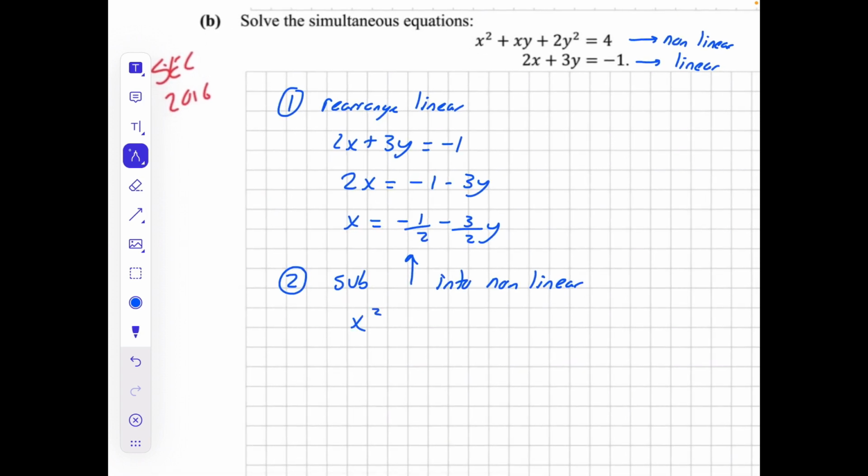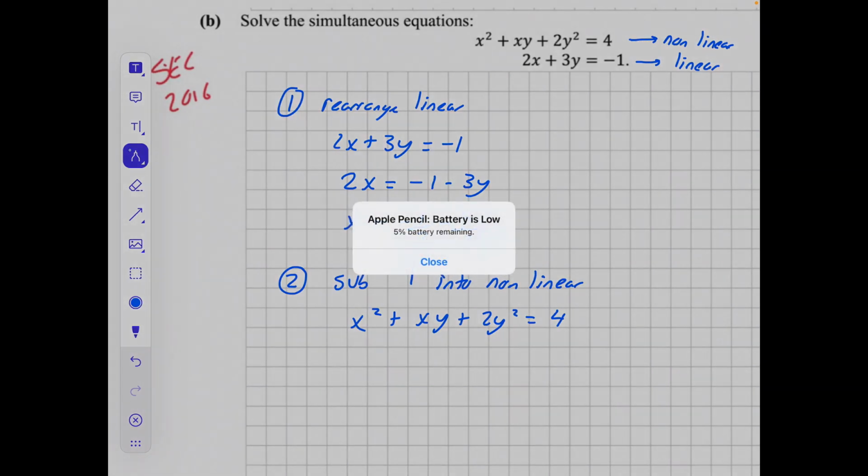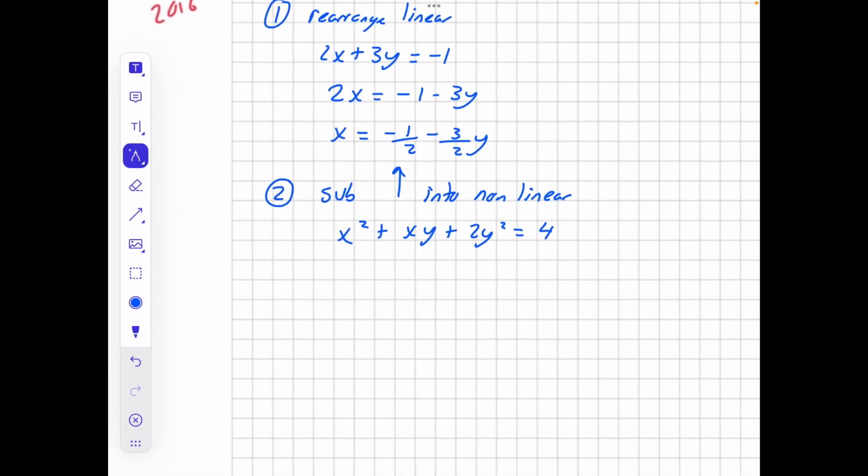Step 2 then, we're going to sub this into my non-linear. So my non-linear, I'm just going to write it down here: x squared plus xy plus 2y squared is equal to 4. And instead of writing x, I can write minus a half minus 3 over 2y, all squared. Plus xy, so plus x, which is minus a half minus 3 over 2y, all multiplied by y. Remember, this y is still here. Plus 2y squared is equal to 4.